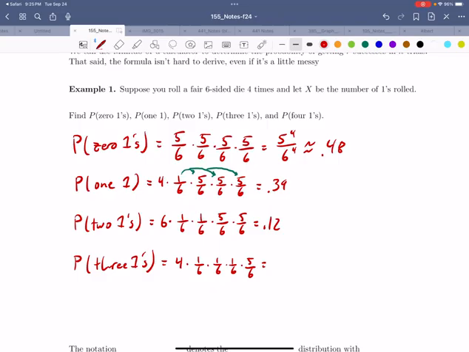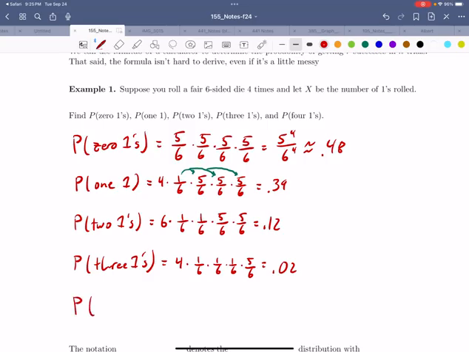All right, now let's see what we get here. That's going to be 20 divided by 6 to the 4th. And that is lovely. That is 0.02, I guess. 0.015. I'll say 0.02, okay?